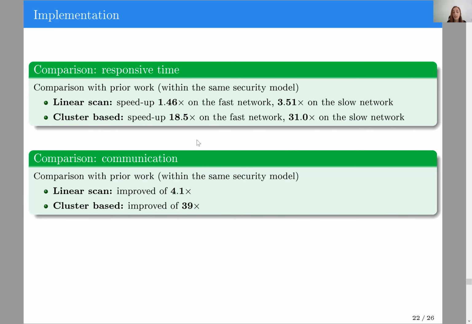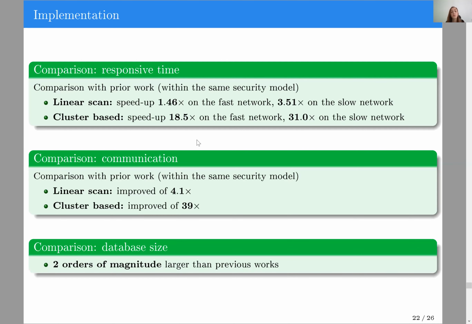Concerning the communication as well, we have an improvement. In the case of linear scan, the communication is 4.1 times better than before, and for the cluster-based solution, about 39 times reduced. And something that, of course, is important to say, which was one of the improvements in our protocol, is that the databases used in previous works were not that large, just a few thousand inputs. And in our case, we go up to 10 million entries, so 2 orders of magnitude larger than previous works.